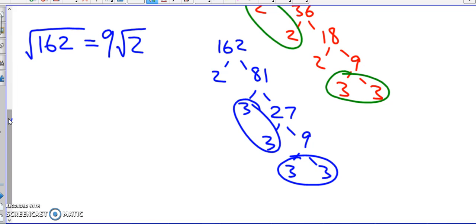And by the way, had you had multiple things left over, you would just multiply them together. So like if I had had this 2 and another 5, then this piece right here, if I had had a 2 left over and a 5 left over, would have been the square root of 10. Because 2 times 5 is 10. All right.